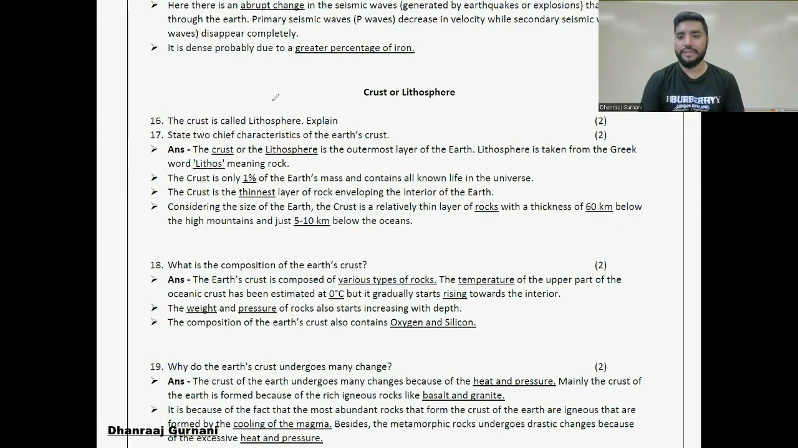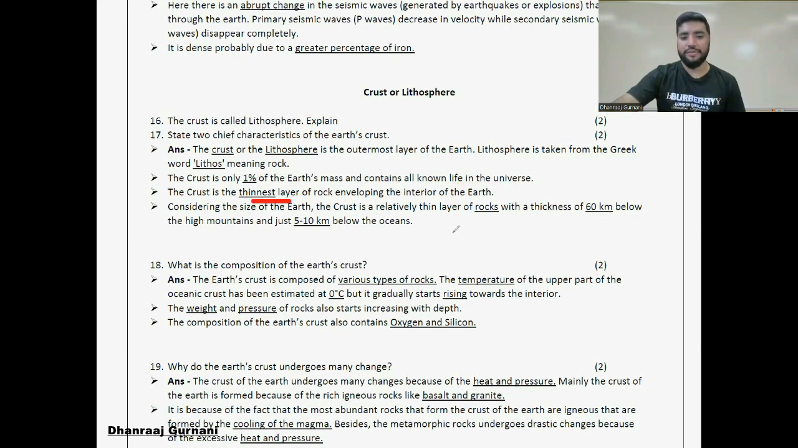Revising quickly the keywords, the crust is also called the lithosphere. It is the outermost layer, and the word comes from the Greek word lithos, meaning rock. Second point, it is 1% of the Earth's mass and contains all life in the universe.